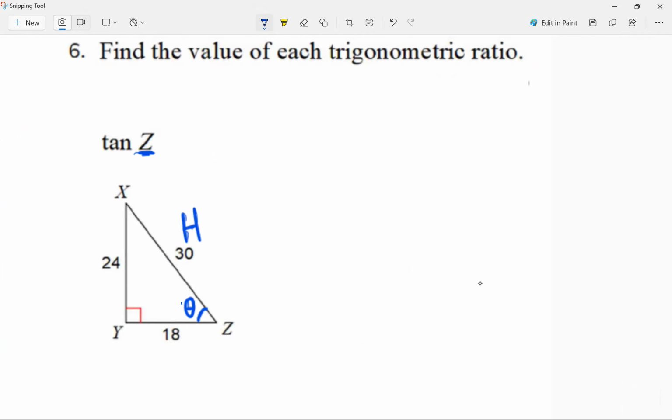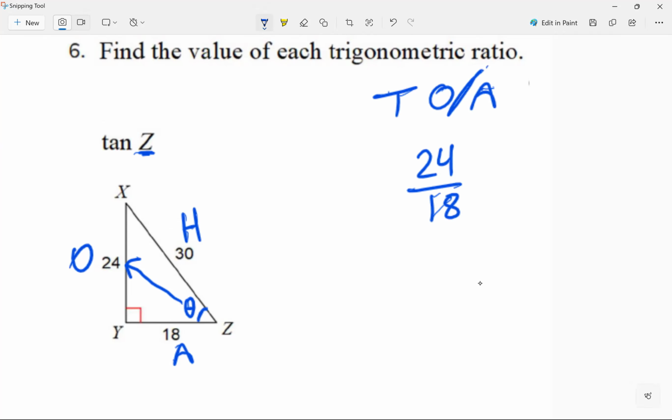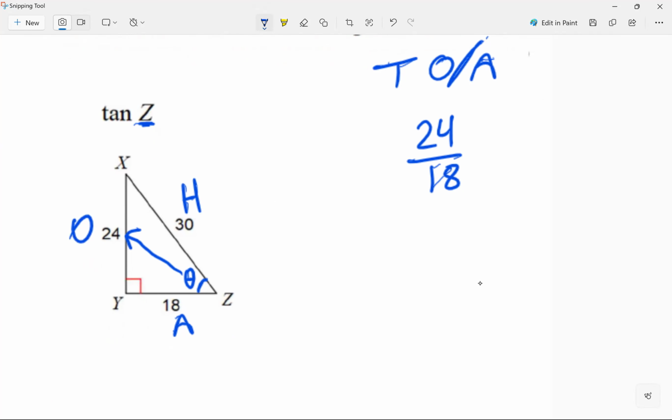From theta, the side that is farthest away is the opposite, and the adjacent is the one next to it. Now, tangent starts with a T, and I gave you the acronym SOHCAHTOA, so this is TOA, which stands for tangent is opposite over adjacent. So in this case, opposite is 24, adjacent is 18. So I will write this as 24 over 18. If you can simplify, do simplify. If you want to do decimals, you can just go 24 divided by 18.